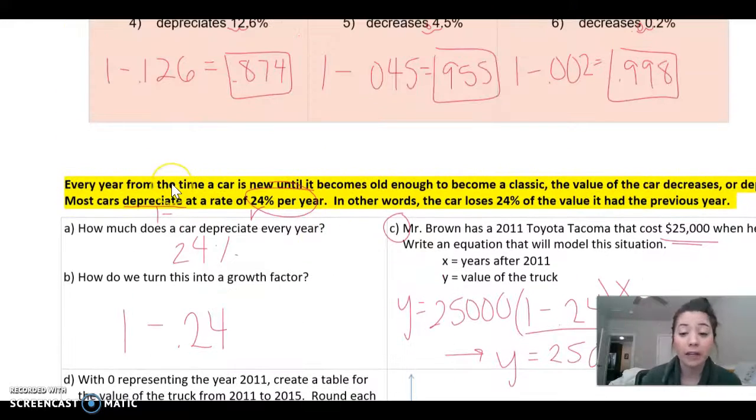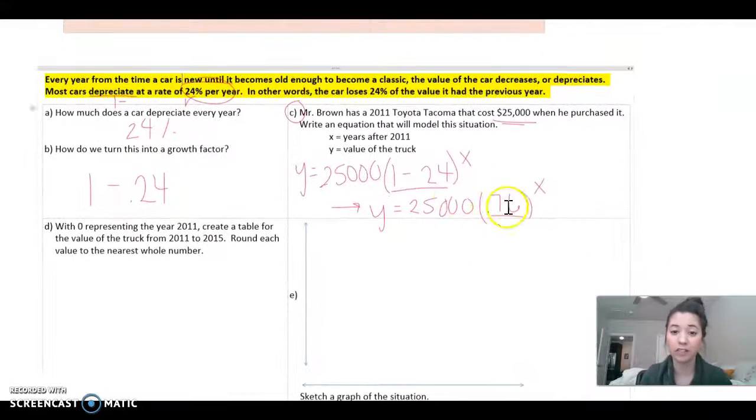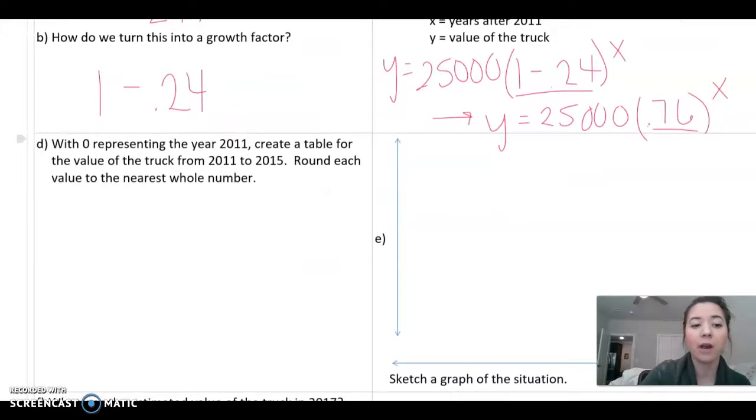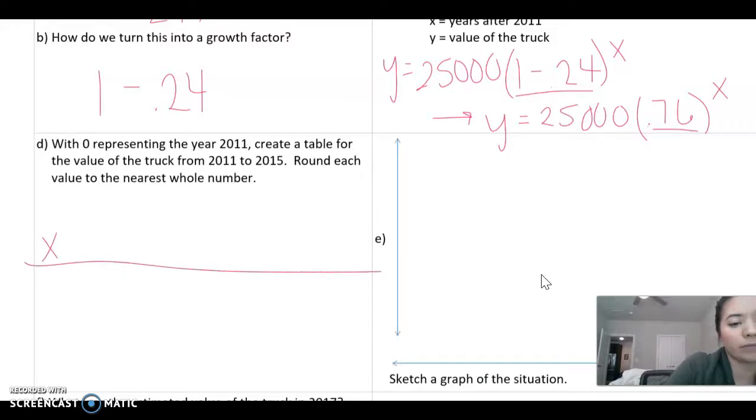Okay, now again, this is a decay. If this said most cars increase at a rate of 24, then it would have been 1 plus 0.24. So it's very important to pay attention to the words in these exponential problems from now on, because it's going to tell you whether you're doing 1 minus your R or 1 plus your R. And now we can just create our typical table.